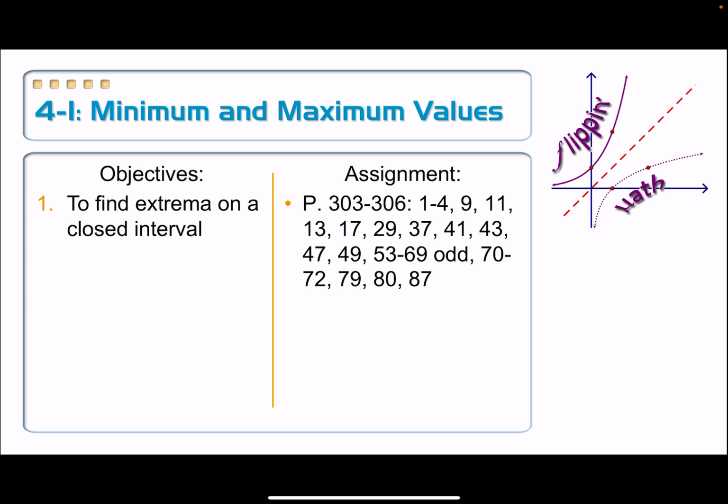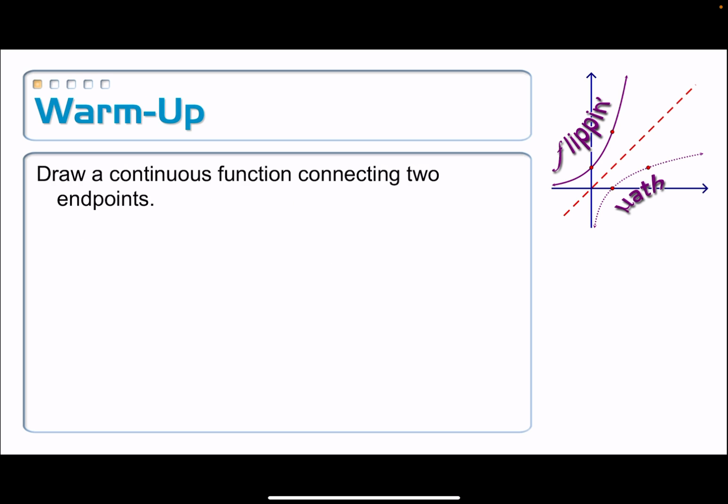We're going to start, as we often do, with a warm-up question. So we want to draw a continuous function connecting two endpoints. So here are my two endpoints, and I want to be able to draw just any kind of continuous function that connects those. A linear graph, I could do that, but it'd be totally boring. Instead, I'm going to do something with a little bit of curves to it.